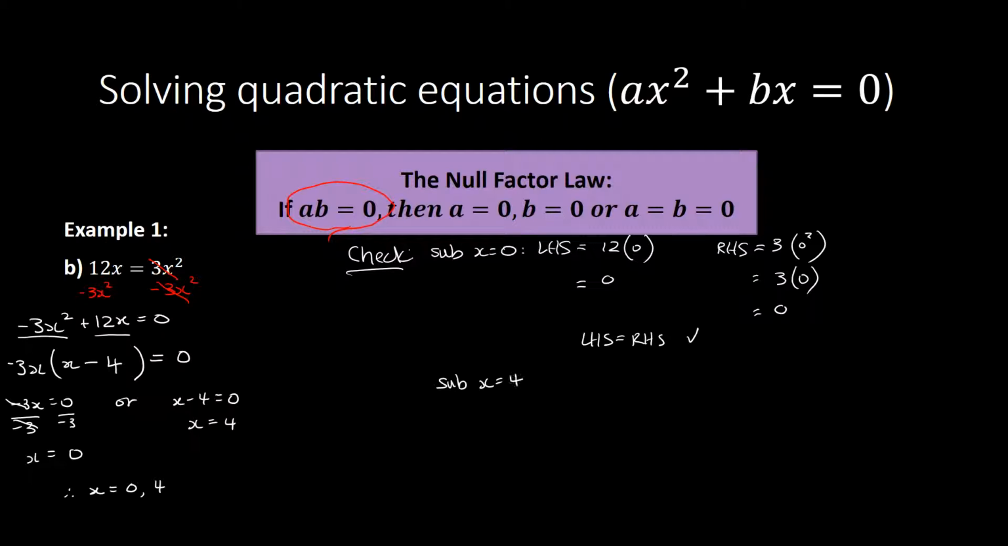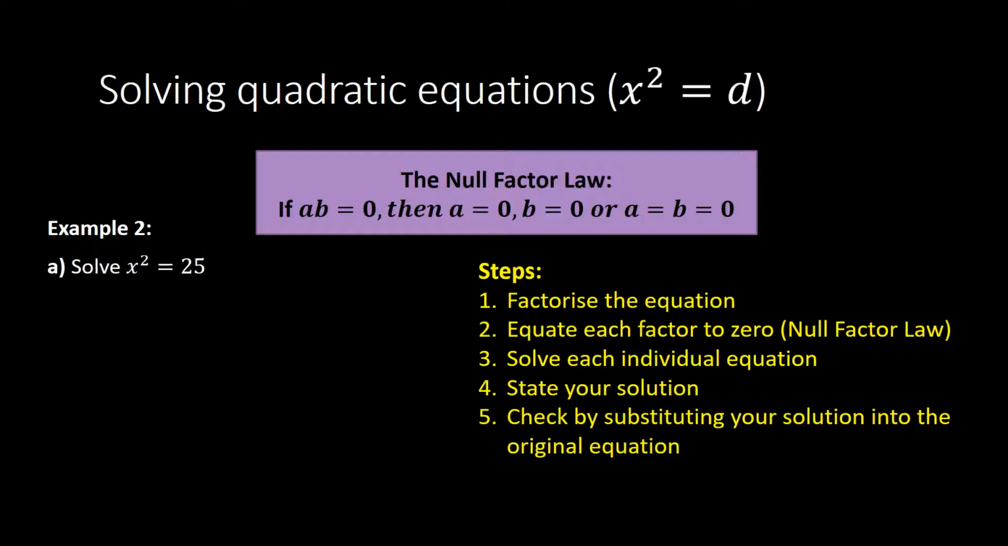Hopefully it works. Because remember, one of them could work and the other one could very well not. So sub x equals 4 into our equation, do the same thing. The left-hand side is 12 times x, so 12 times 4 is 48. The right-hand side over here is 3x squared, so 3 times 4 squared. 4 squared is 16, and 3 times 16 is 48. So again, our left-hand side is equal to our right-hand side, which means I want you to pause the video at this point because I've gone through 2 examples and I want you to try these questions from the work plan.